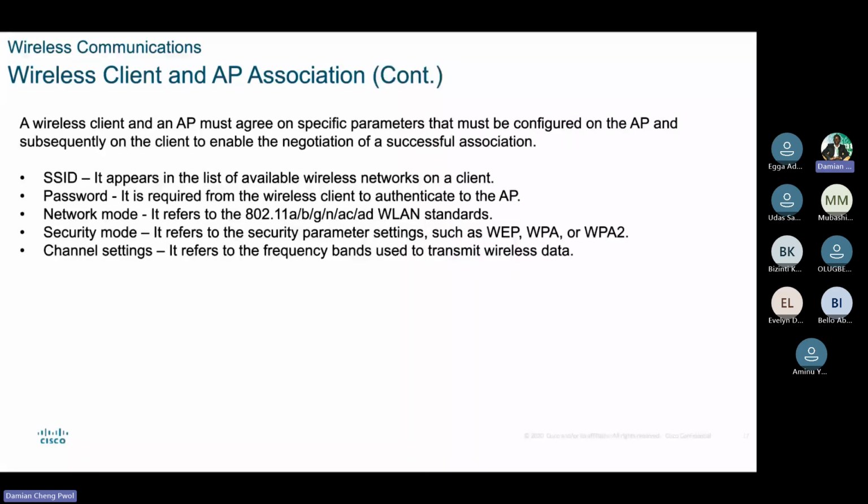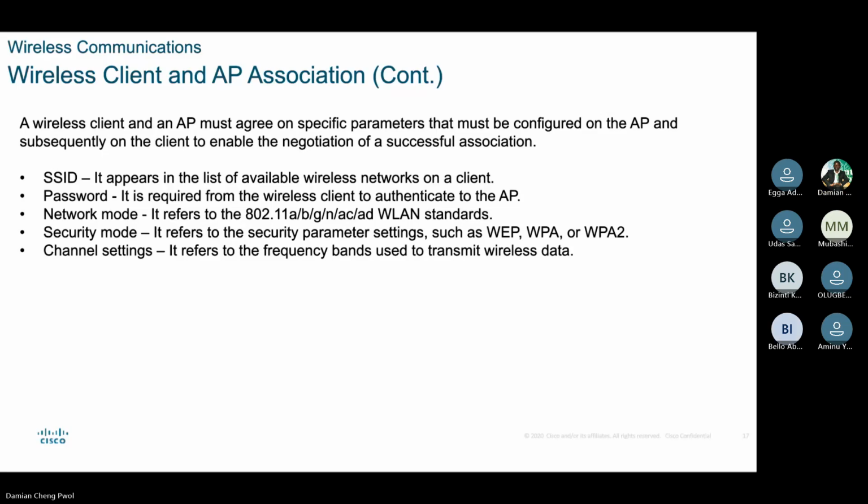So these are the 3 stages in terms of how clients connect to an access point. A wireless client and access point must agree on specific parameters that must be configured on the access point and subsequently on the client to enable the negotiation of a successful association. What are those parameters that are required? The SSID. IT Essential Network, that's an SSID. You open up your Wi-Fi, you now see various names of access points. Those are called the SSID.